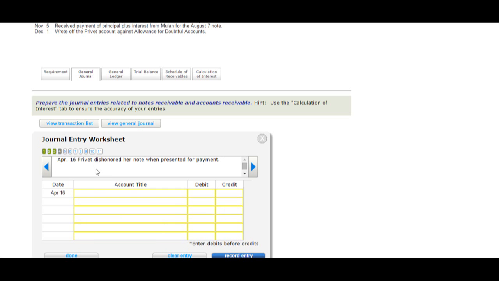On April 16th, Privet dishonors her note. Pretty rude if you ask me. Record this by debiting accounts receivable for the amount of the note plus the interest, credit interest revenue, and credit notes receivable.